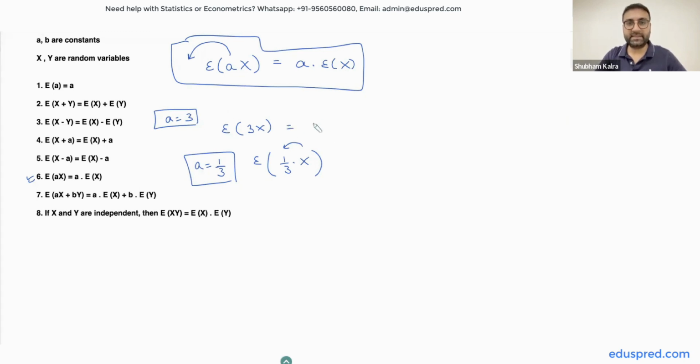So over here, this will become 3 times expected value of x, and over here, this will become 1 over 3 times expected value of x. So now what is it that we have learned? That the mean is affected by the addition, the subtraction, and the multiplication as well as the division.